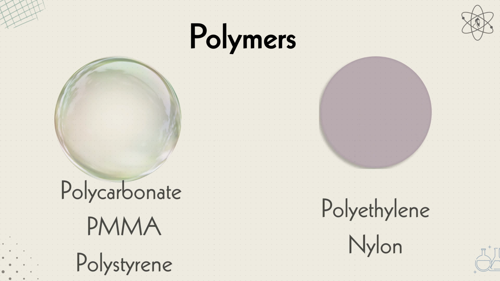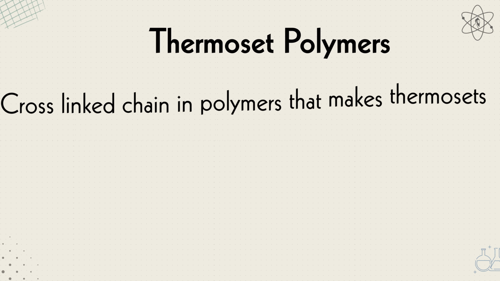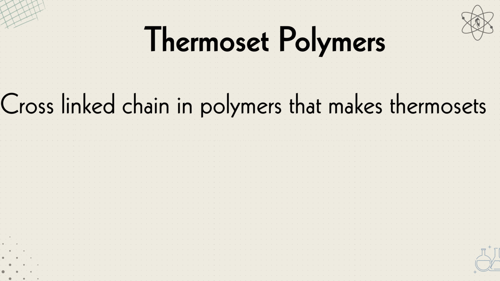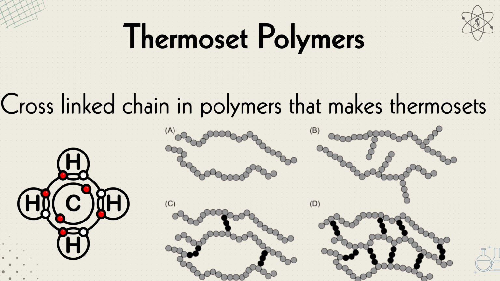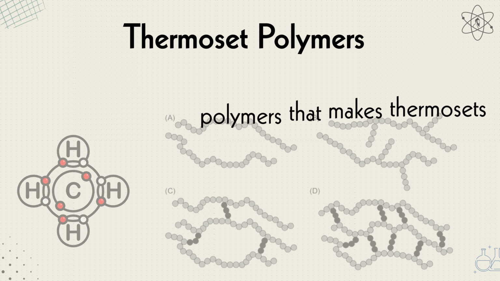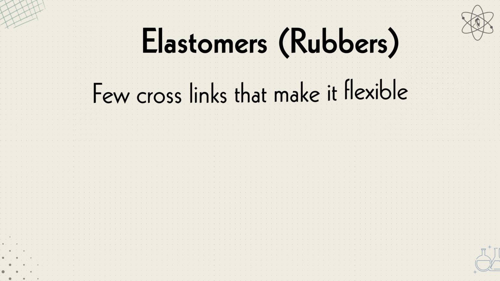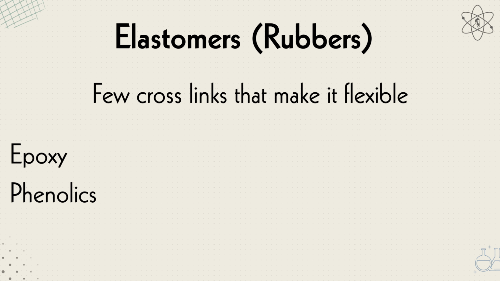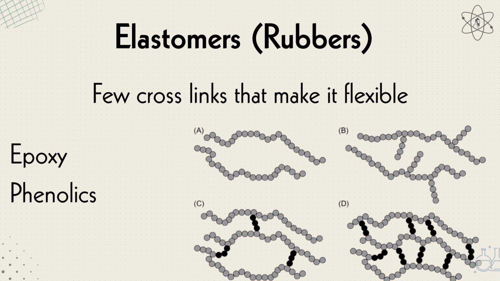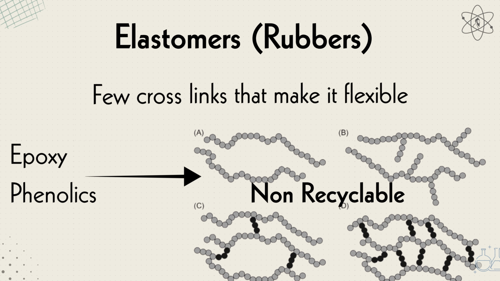A major transformation in polymers occurs when chains are cross-linked, replacing weak hydrogen bonds with strong covalent carbon-carbon bonds, creating a large interconnected network. Elastomers like rubbers have relatively few cross-links, giving them flexibility, while thermosets like epoxy and phenolics have many, making them stiffer and stronger than thermoplastics. However, these cross-links are permanent. Once set, thermosets cannot be melted or reshaped, making them non-recyclable.